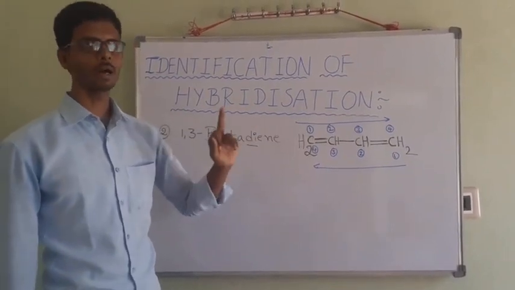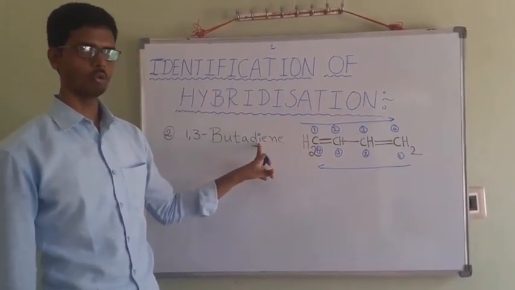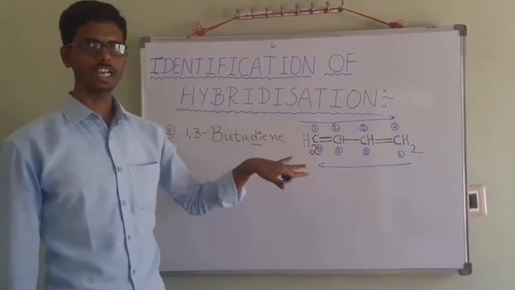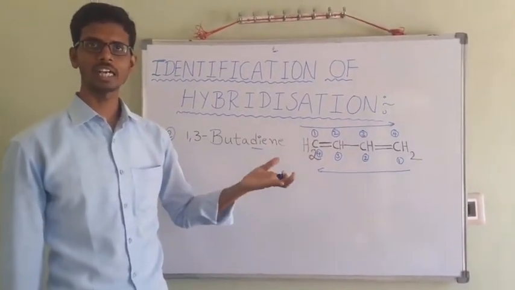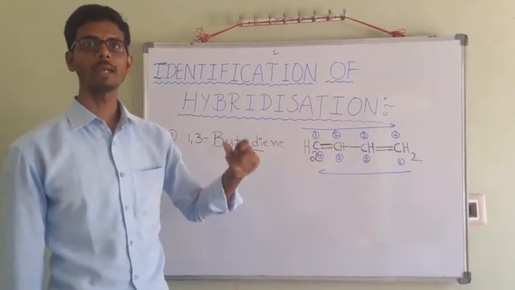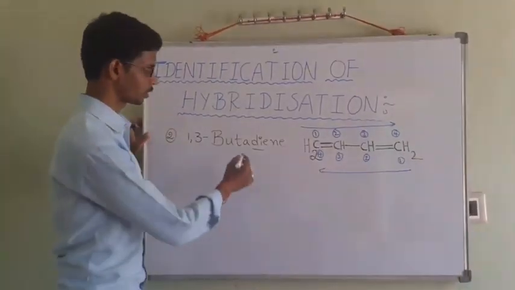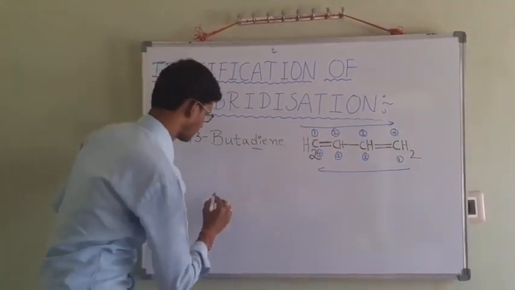It has double bonds. How many double bonds does it have? 2. Suppose for example 3 double bonds are there, that is called triene. 4 double bonds, that is called tetraene. 5 is pentaene. Like that. Okay. Let us see its expanded structure.